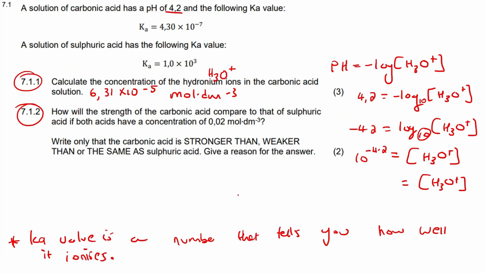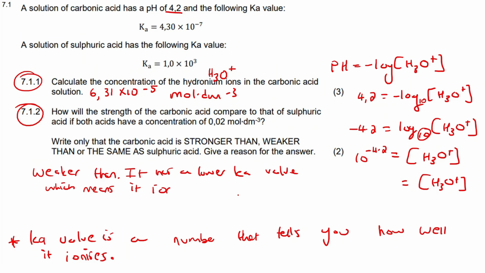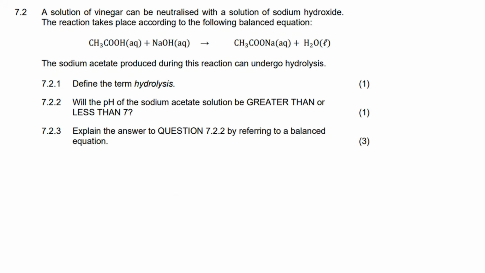So how will the strength of the carbonic acid compare to that of sulfuric acid? Well, the carbonic acid will be weaker than sulfuric acid, and the reason is that it has a lower Ka value, which means it ionizes less than the sulfuric.